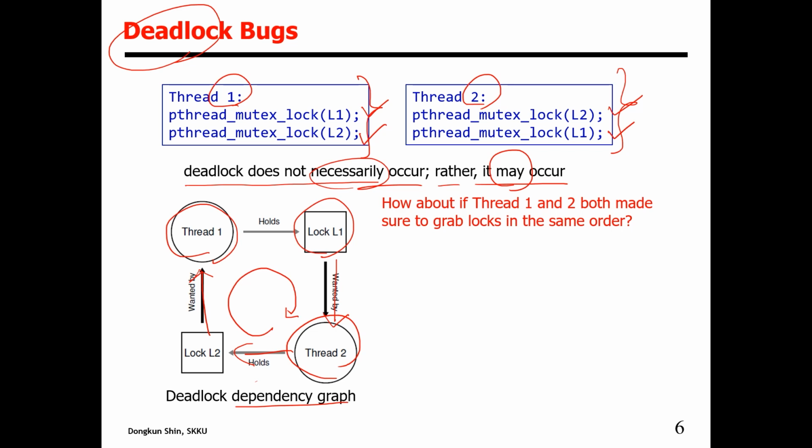So in this example, how about if thread 1 and 2 both made sure to grab locks in the same order? For example, we acquire L1 first and next L2, then there is no deadlock. Okay, so this case cannot happen.